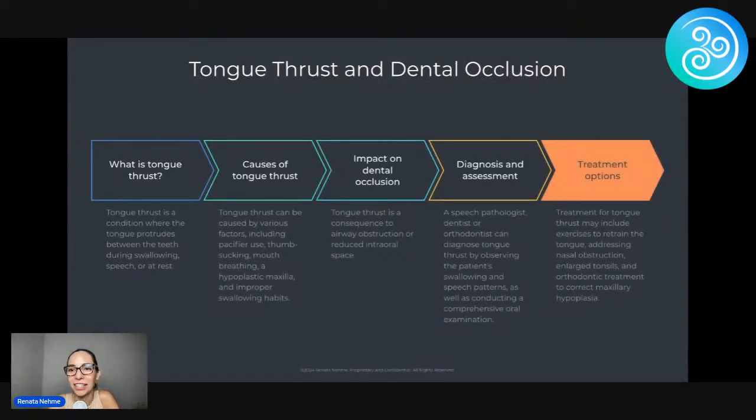We talk about tongue thrust a lot. Tongue thrust is a condition where the tongue protrudes between the teeth during swallowing, speech, or at rest. Tongue thrust can be caused by various factors, including pacifier use, thumb sucking, mouth breathing, a hypoplastic maxilla, improper swallowing habits. A tongue thrust is a consequence to airway obstruction or reduced intraoral space. There again, too little intraoral space.